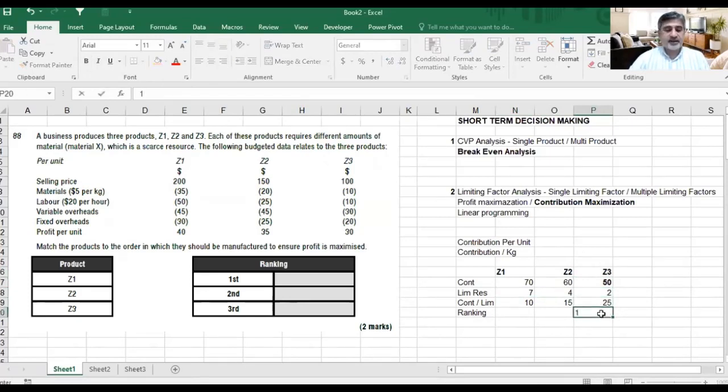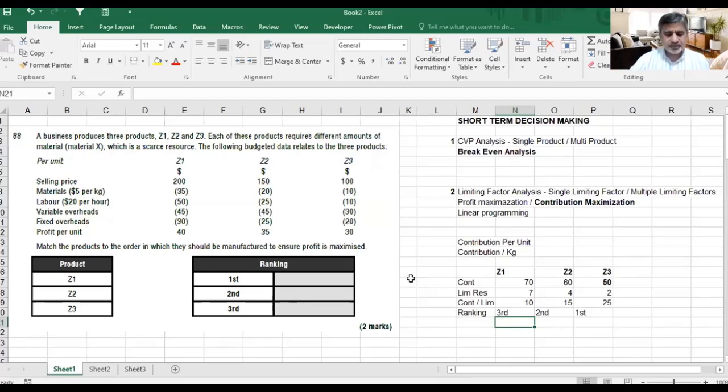So this is your first choice. If you have to make a ranking, your first choice is here, and your second choice is this one, and your third choice is this one. Because you have to pick up a product which is giving you maximum contribution per kilogram. So material X is my scarce resource. I want to use material X in the most intelligent way. And the most intelligent way is to use material X on making product Z3. Once your Z3 demand is completed, then you move to Z2. And then when you complete all of the Z2, then you start making Z1.